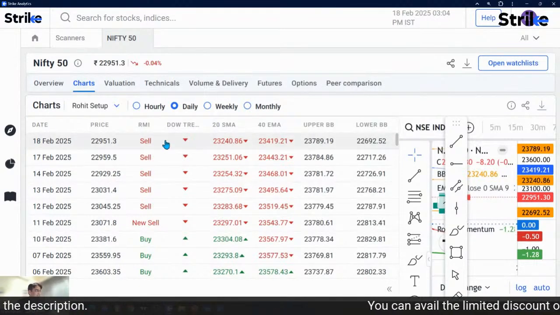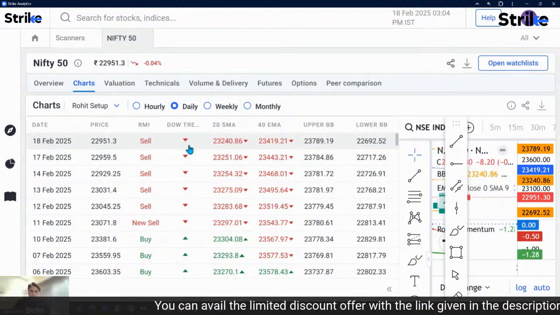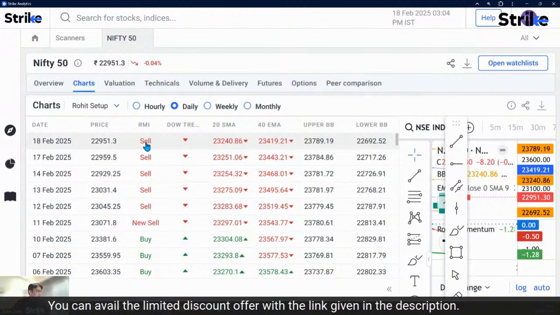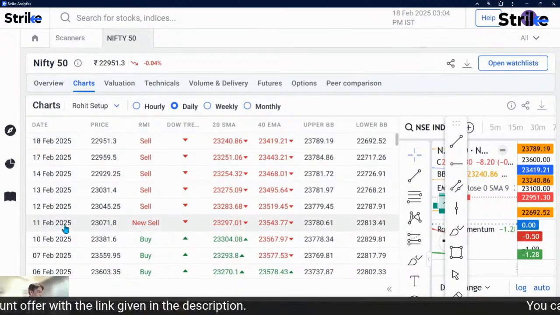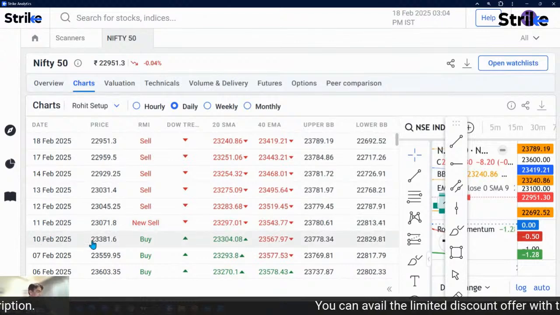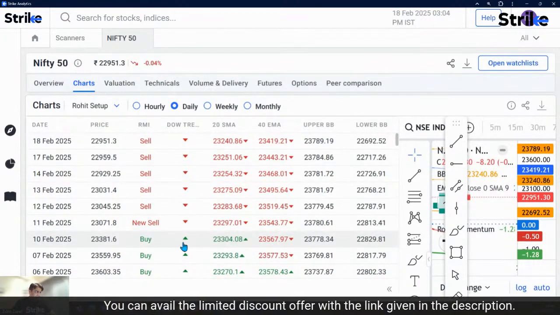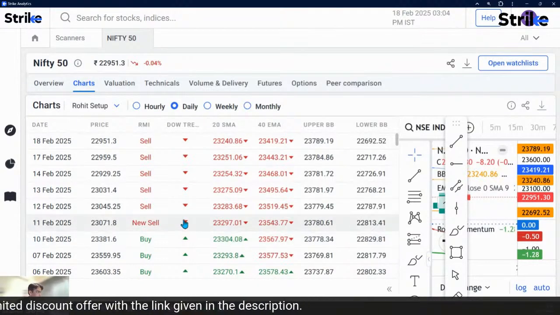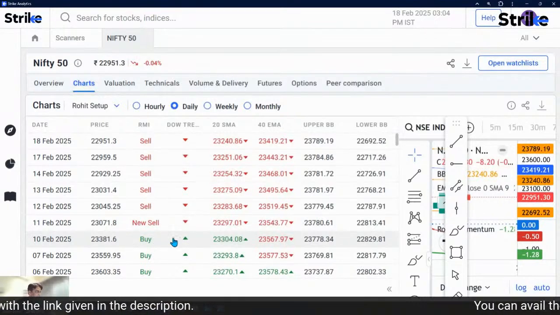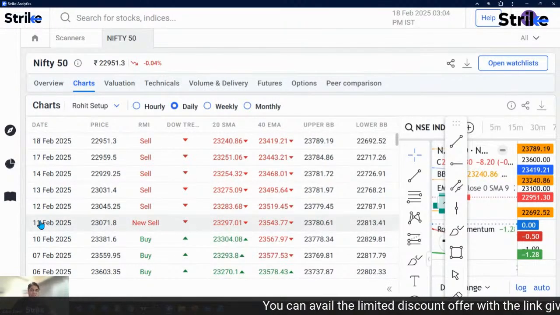All right. So Dow trend right now on 18th Feb, what is it showing? It is showing a downtrend. A down arrow is a downtrend, and RMI is a sell. Now on Nifty, the new sell came in on 11th February. Before that, on 10th February, RMI was in a buy mode, and the trend was also positive. But on 11th February, both RMI and Dow trend changed simultaneously.